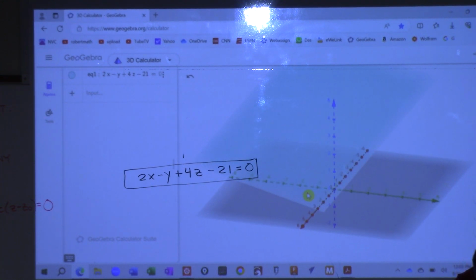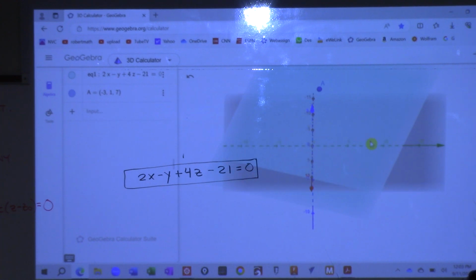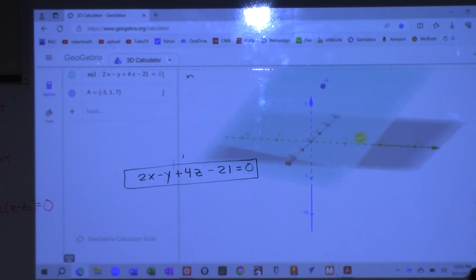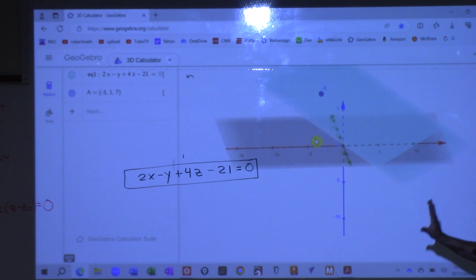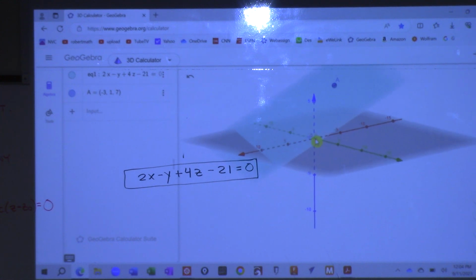And let me see. Didn't we have a point there? What was the point I gave you? Negative 3, 1, 7? Yes. So notice how I typed that in? I just did parentheses. Where is it? There it is. Okay, the point. See the point? See if that point lives on the plane? And if you start moving it and let it go, it'll go on its own, and that's kind of cool.